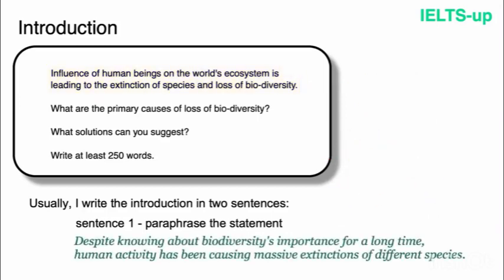Despite knowing about biodiversity's importance for a long time, human activity has been causing massive extinctions of different species. Look at how I used synonyms. Instead of saying, influence of human beings on the world's ecosystem, I used the phrase, human activity. And instead of the phrase, is leading to, I wrote, has been causing. Also, I substituted extinction of species and loss of biodiversity by massive extinctions of different species.